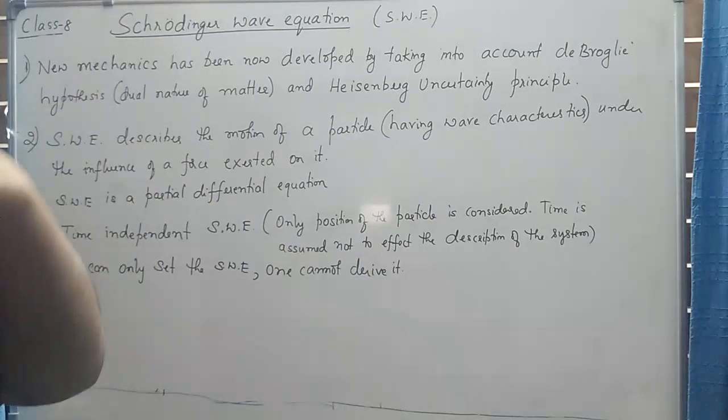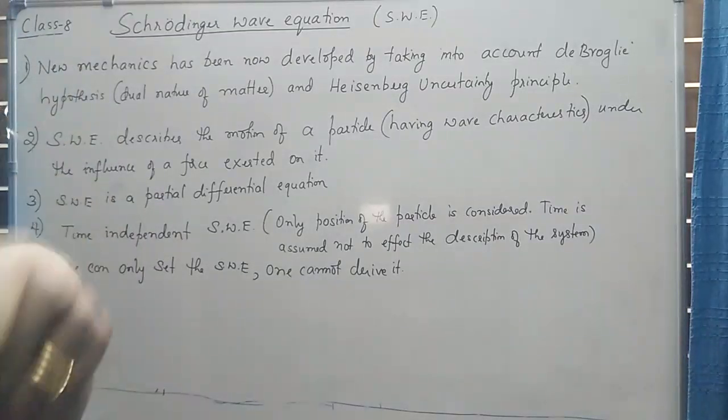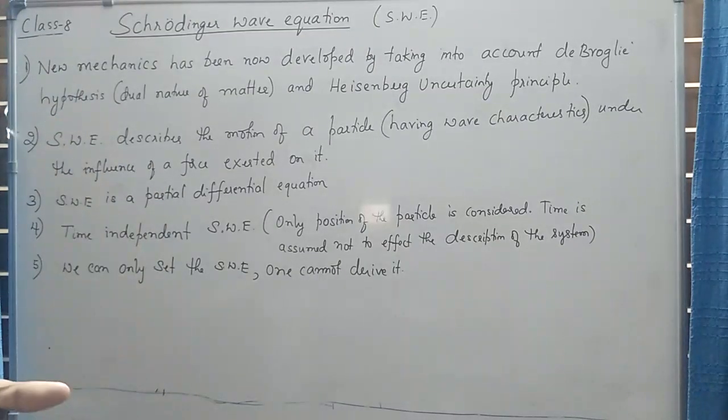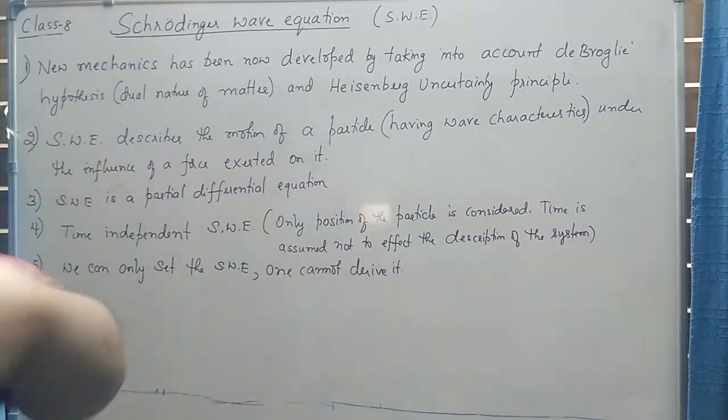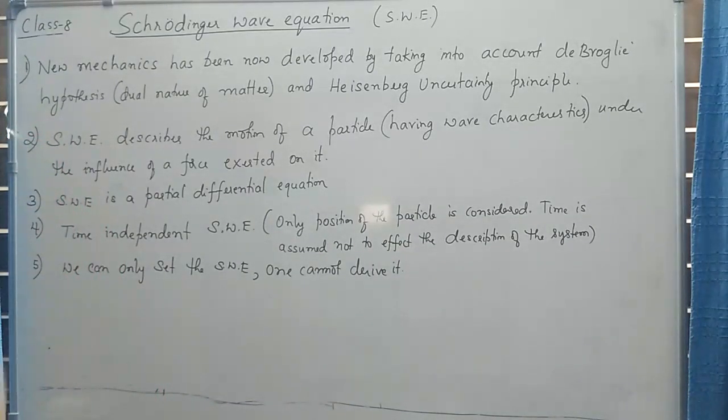For example, the revolution of an electron in a particular circular orbit only depends on the position of the electron and does not depend on the time it spends in that orbit. So the structure of the atom could be understood by applying the time independent Schrodinger wave equation.